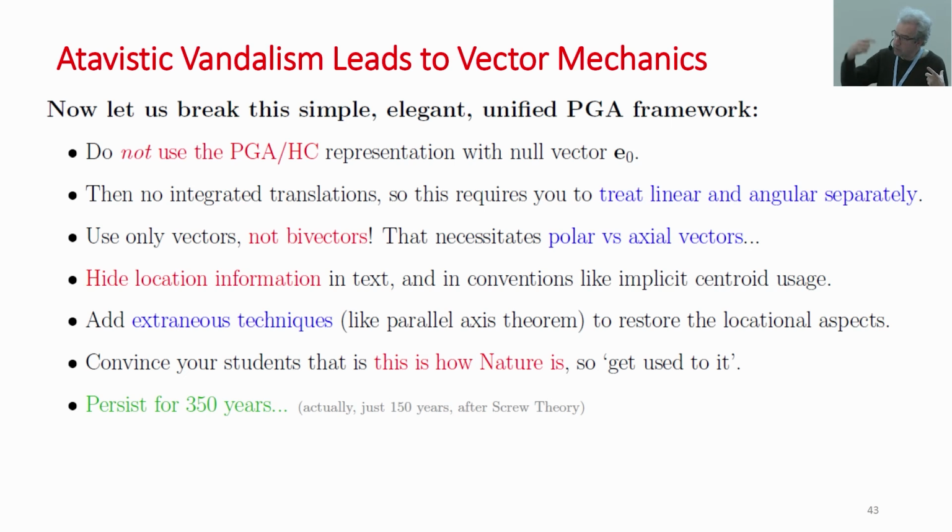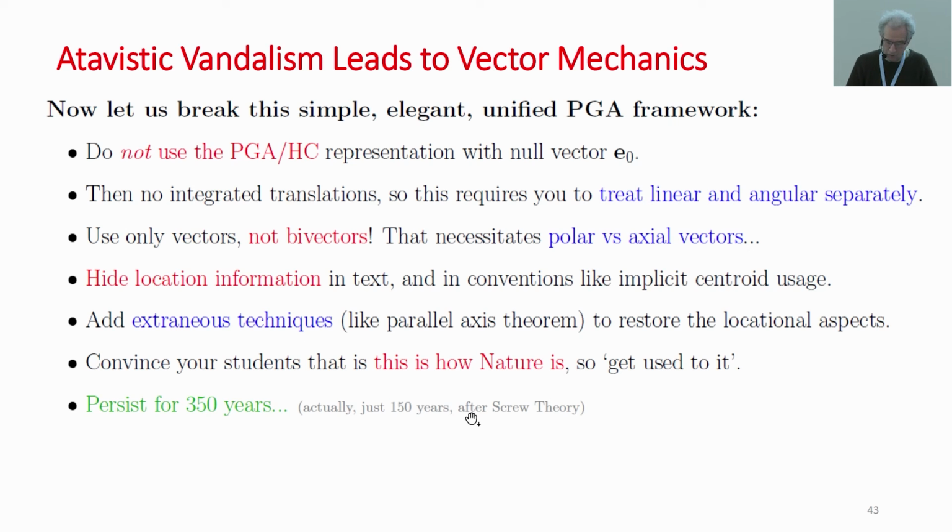So I always have to go back to the text when I want to go to a different place, to see where this was evaluated, and then I have to put it in there. So I need all sorts of extraneous techniques to get my inertia right when I go to a different place, because it's not part of my math, because I haven't encoded it in a vector. And then we tell our students that is how nature is, so you have to get used to it. And we do that for a number of years.